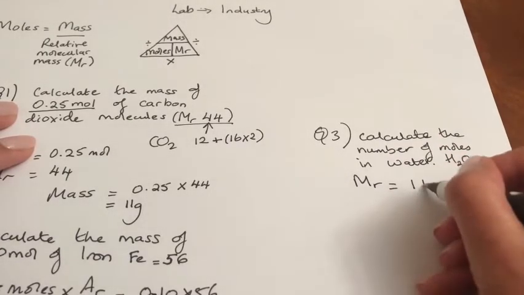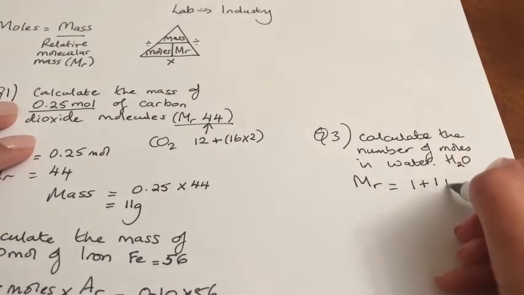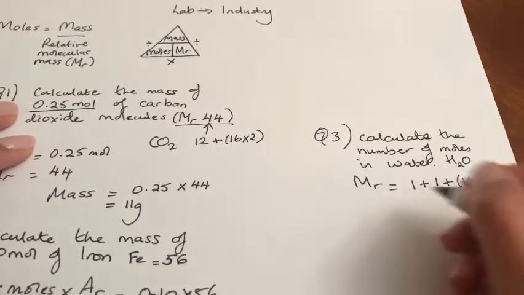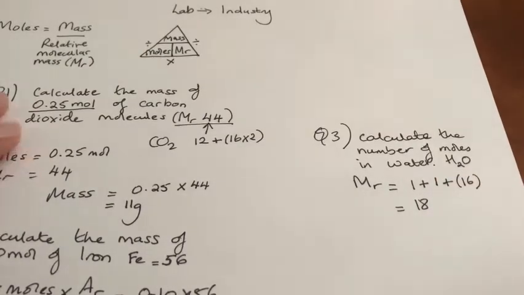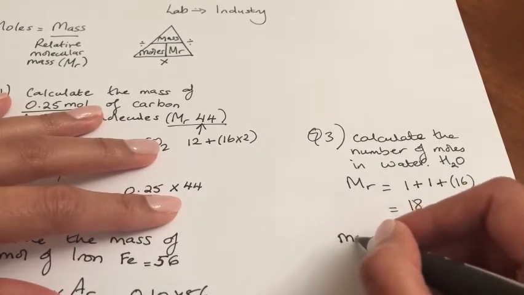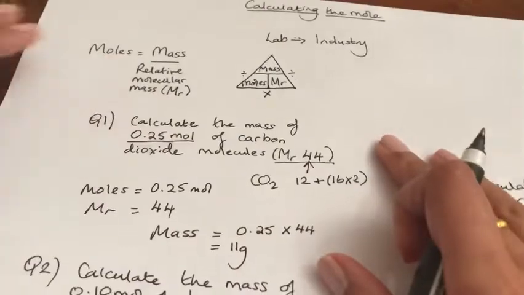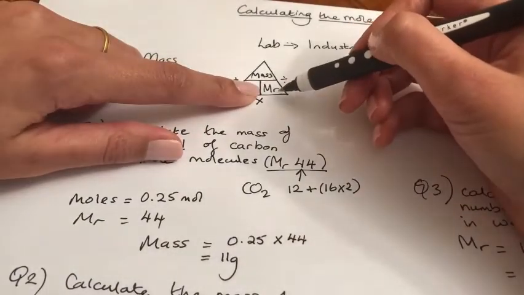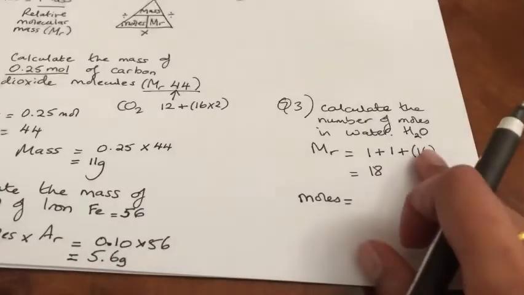So we have 1 plus 1, add 16, so 16 from there, and then obviously the 1 plus 1, you could also do 1 times 2, that gives us the value of 18. So we want the number of moles. Let's go back to our triangle, so cover up moles, the equation is mass divided by the MR.